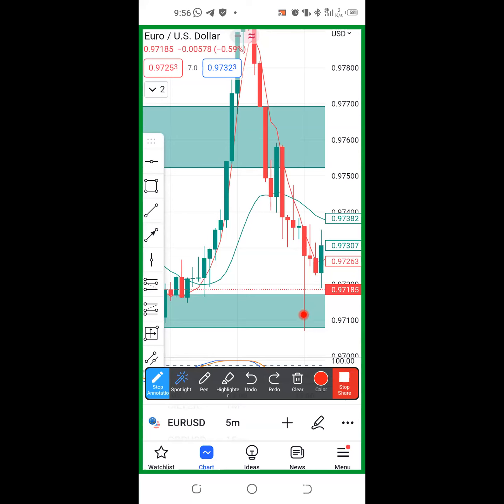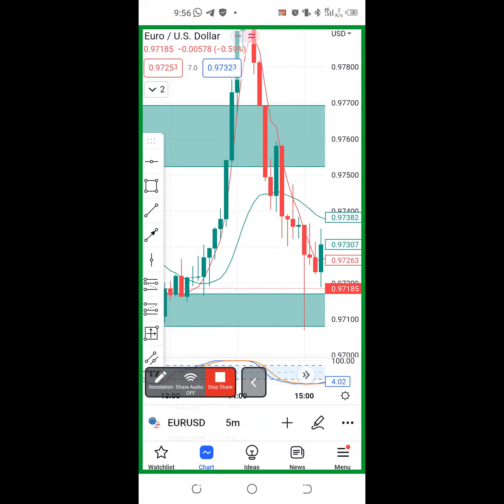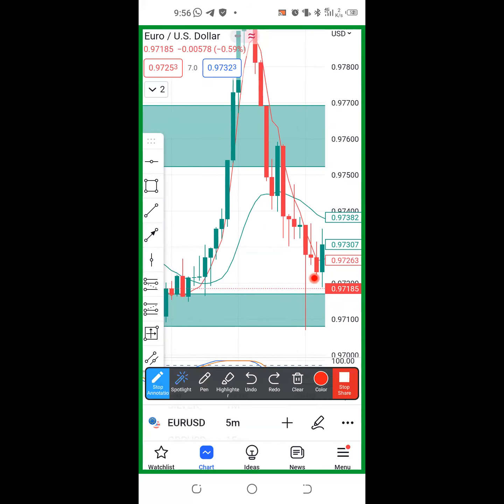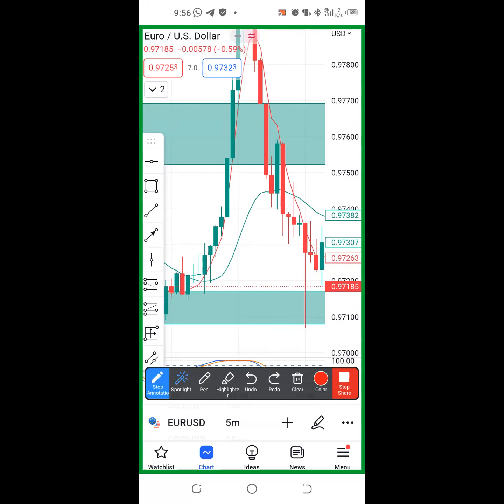So what happened next? There's a big green candle beside this one. The moment you see a big green candle at the support area engulfing the red candle, you know this is a confirmation candle. The moment you see this, that's where you place your buy level. Do you know why? Let me tell you what happened.